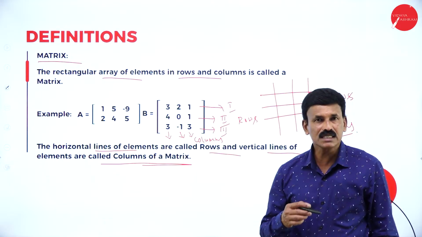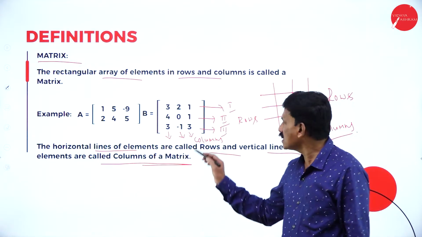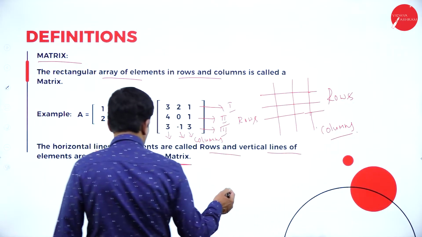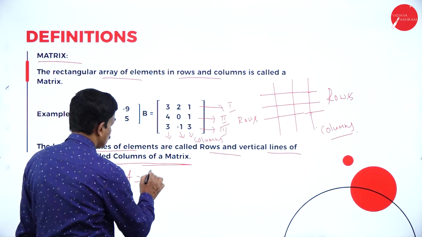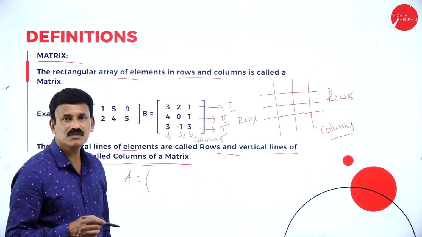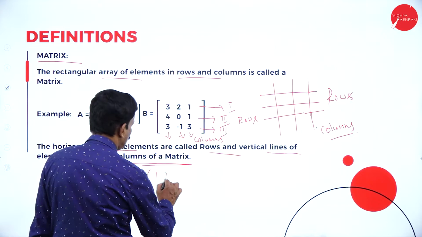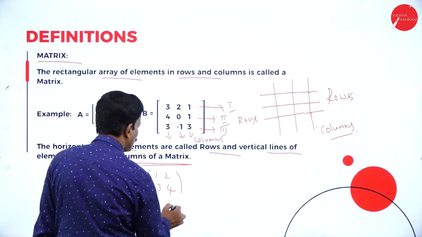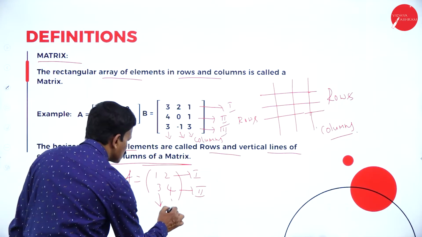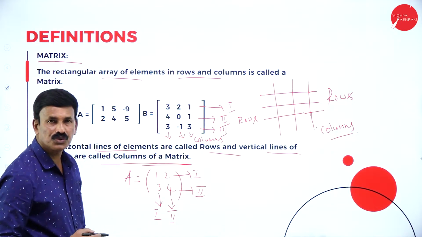So, a matrix is nothing but the rectangular arrangement of elements in rows and columns. The horizontal lines are called the rows and the vertical lines are called the columns. Let me take one more example. Usually the matrices are represented by capital letters like A, B, C or X, Y and Z or P, Q and R. Let us consider A equal to 1, 2, 3, 4. This is a matrix. Here this is the first row and second row. Similarly, this is the first column and second column of a matrix. So, this contains 2 rows and 2 columns.